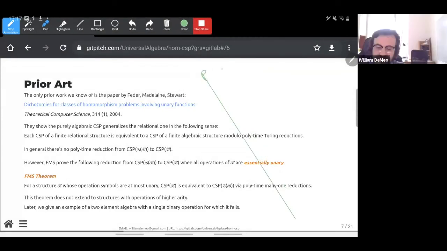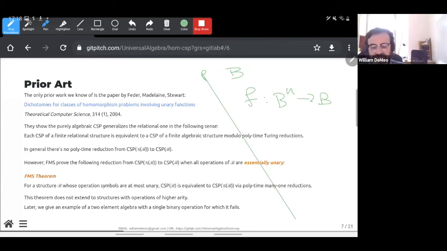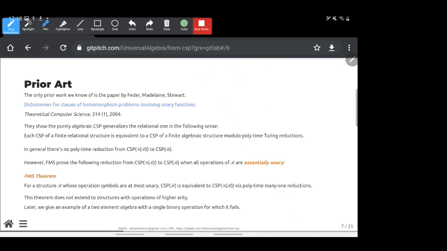An operation on a set B is just a function from some power of B to B. It's not a general function. An operation on B has domain some power of B, and codomain B. Okay, thank you. Thanks for the question.